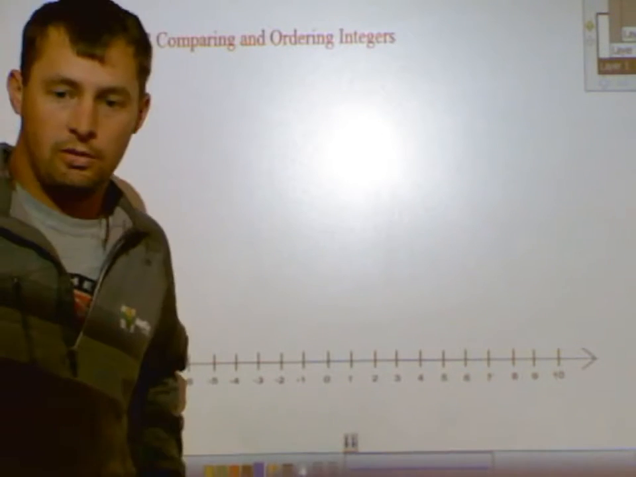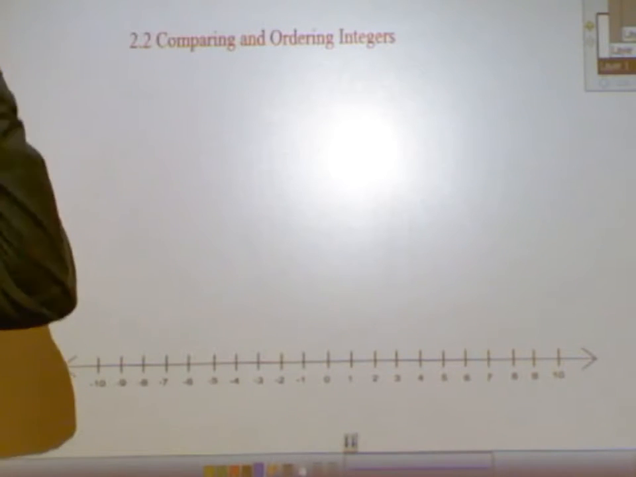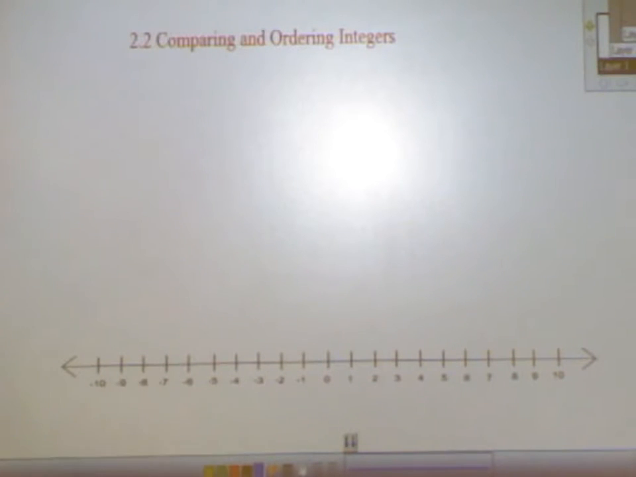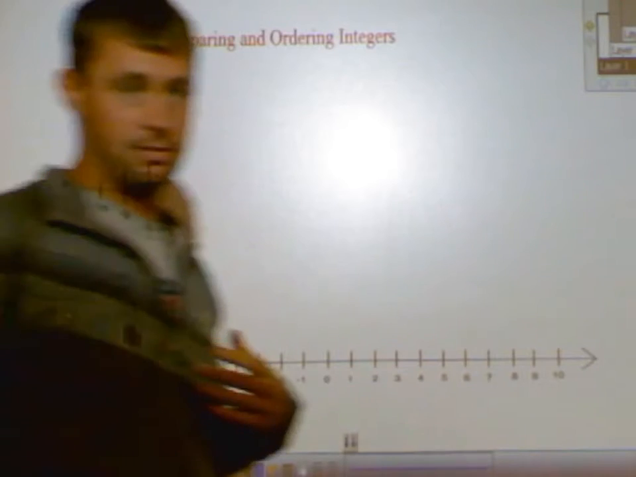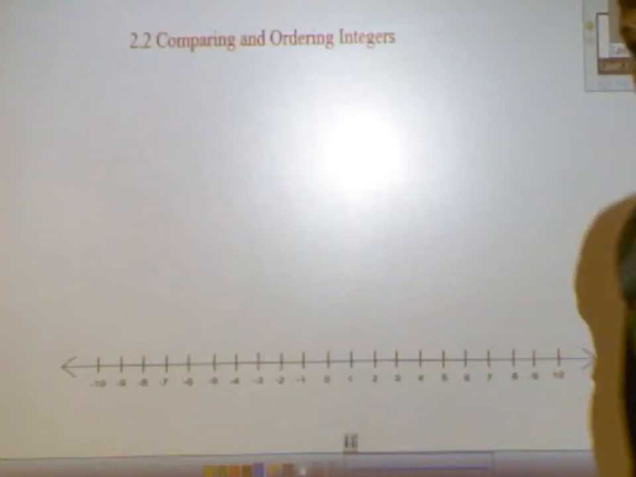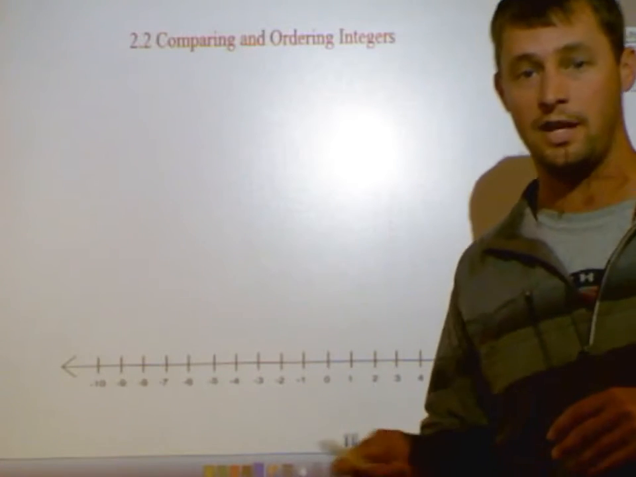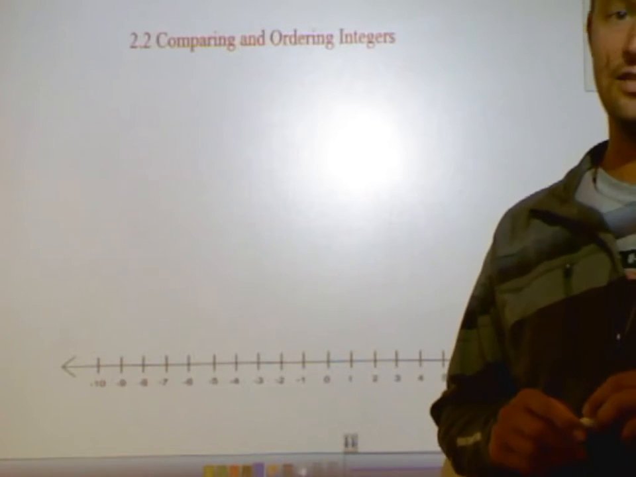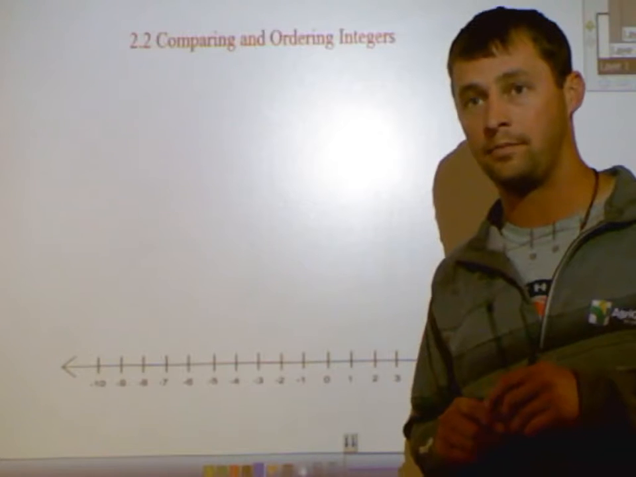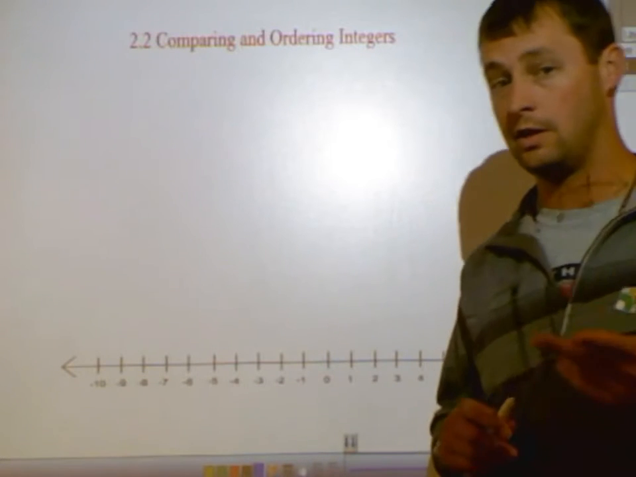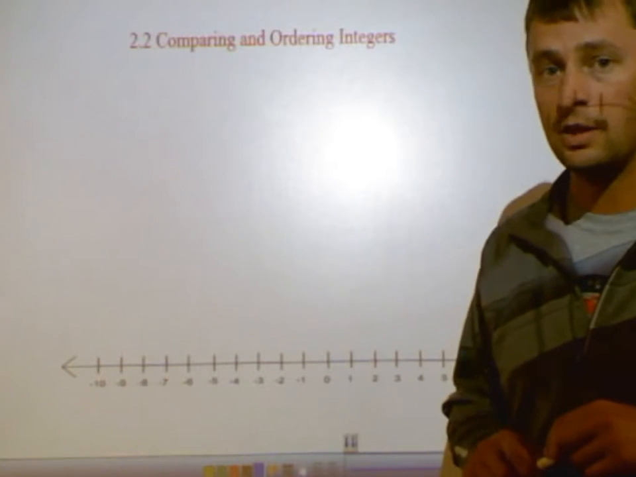Okay, welcome to 2.2, comparing and ordering integers. This will be one of the few lessons we're actually going to be able to get the entire lesson in 5 minutes. Okay, we should be pretty familiar with using positive numbers and negative numbers from the last couple years. I think you touched on it in 5th grade. I know you did in 6th grade, and we've used some of them already.